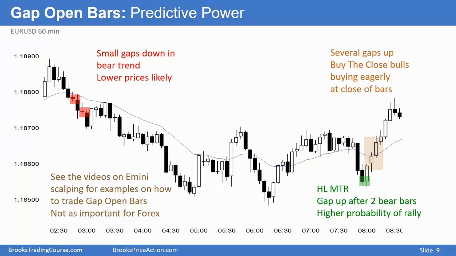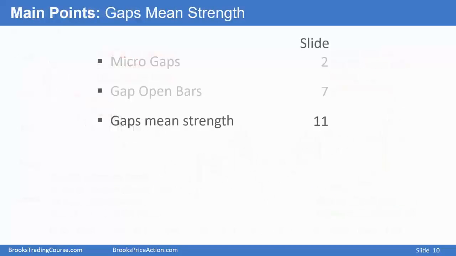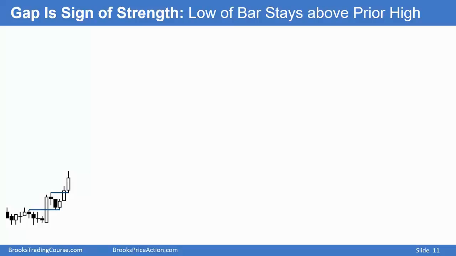This is a euro versus the dollar chart, and the gap open bars are not as common or as useful in forex markets, but they're very useful for traders trading stocks and the E-mini. A gap means strength. We have a breakout and therefore a potential gap. This close and any of these highs. We're reversing down, and therefore there's a gap between this low and the bars to the left.